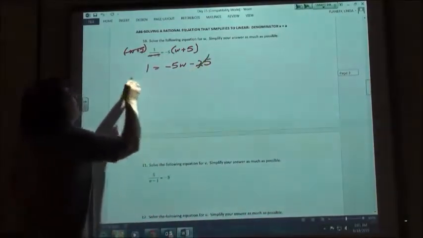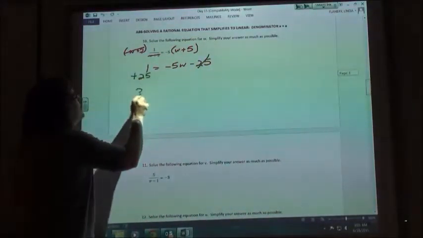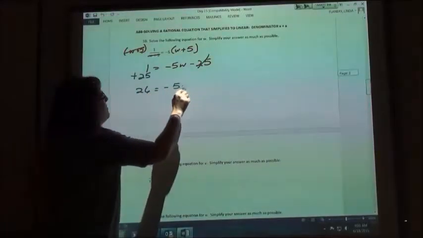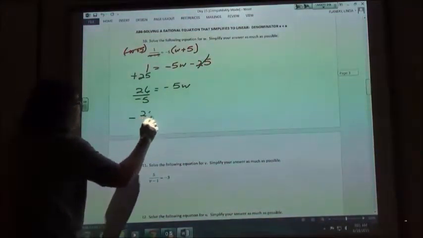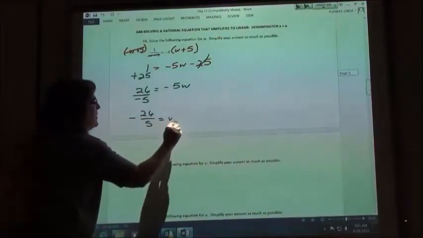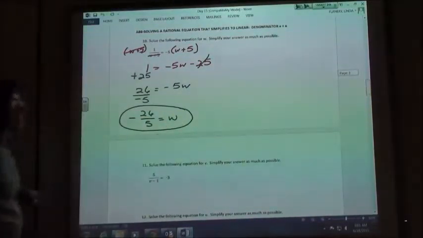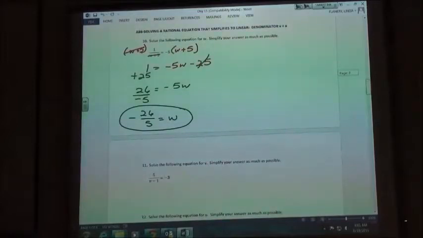I'm going to add my 25. So 26 equals negative 5w, and divide by my negative 5. Of course, they like the negative out in front. So w is going to equal negative 26/5.